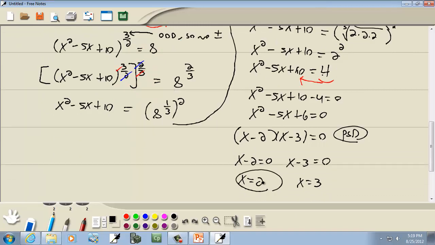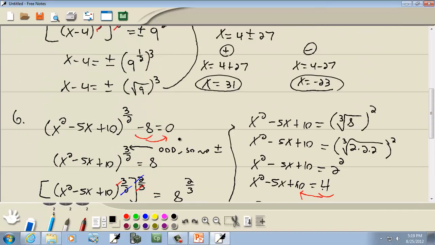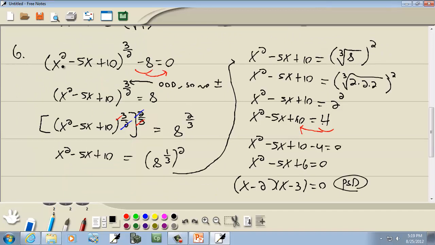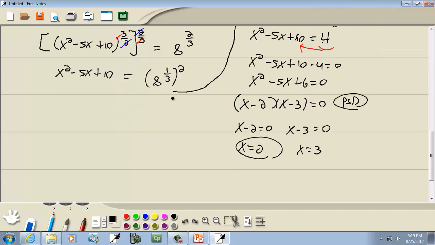Now 3. Well, if I put 3 up here, 3 squared is 9. That's negative 15 plus 10, that's negative 5. 9 minus 5 is 4. 4 to that is 8, yeah, that checks. So both of those are our answers.